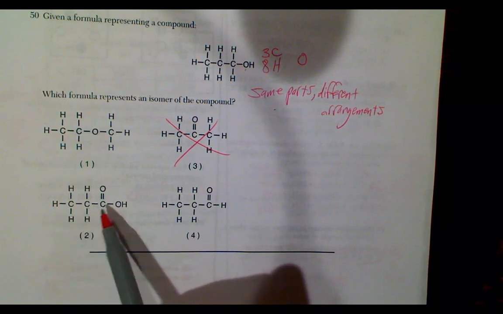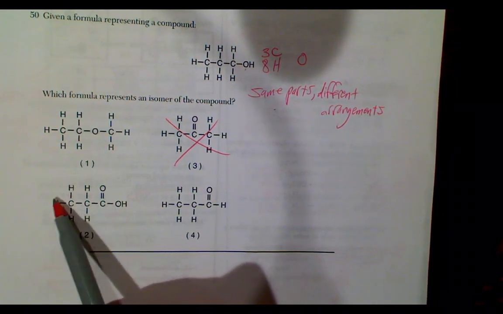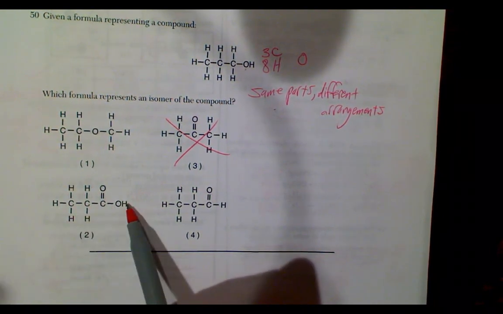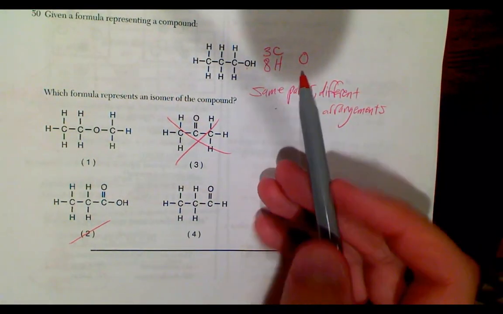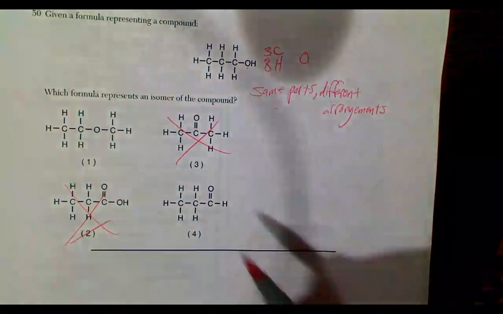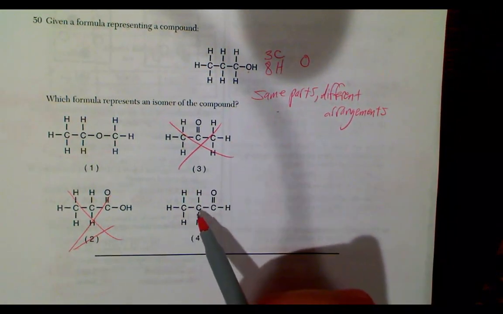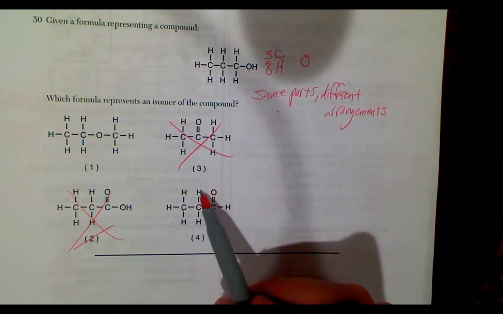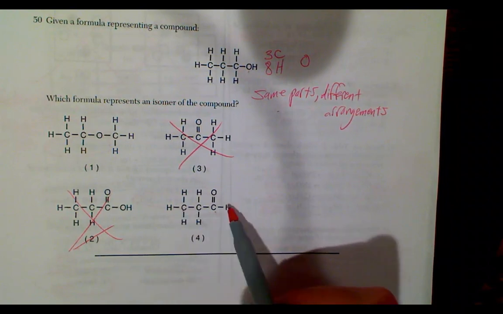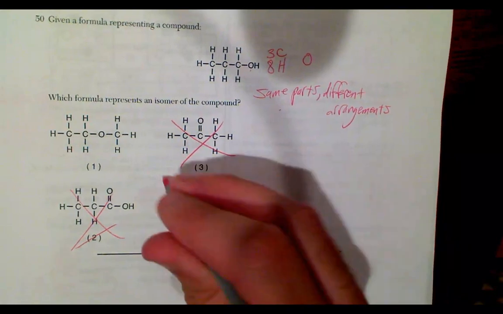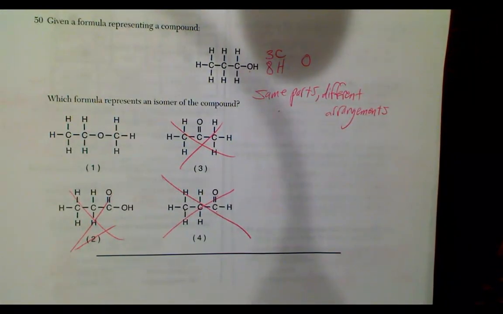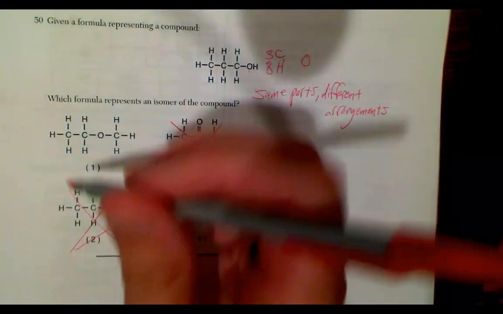Down here, 1, 2, 3 carbons. Okay. 1, 2, 3, 4, 5, 6 does not have enough hydrogens. And also it has 2 oxygens. It should only have 1 oxygen. That's not going to work. Choice 4. 1, 2, 3 carbons. That's okay. 1, 2, 3, 4, 5, 6 hydrogens. Again, it's not going to make any sense. It does have an oxygen, but it does not have enough H's. We don't even have to worry about that first molecule. That's the only choice that makes sense.